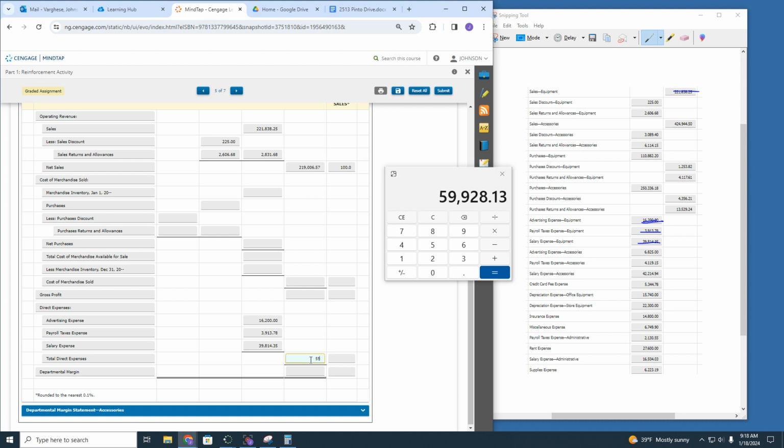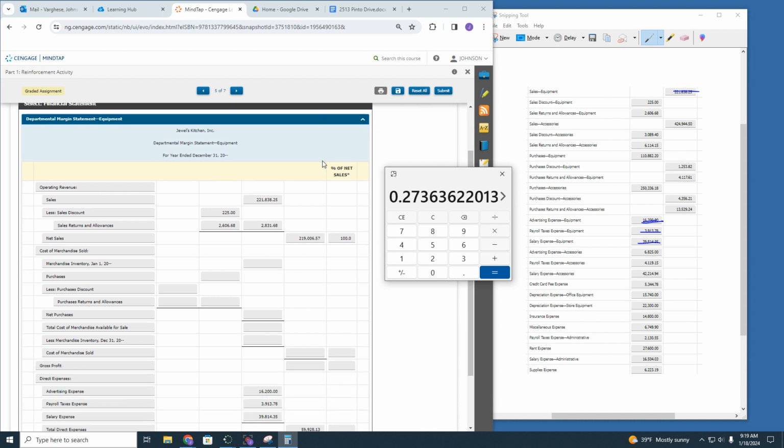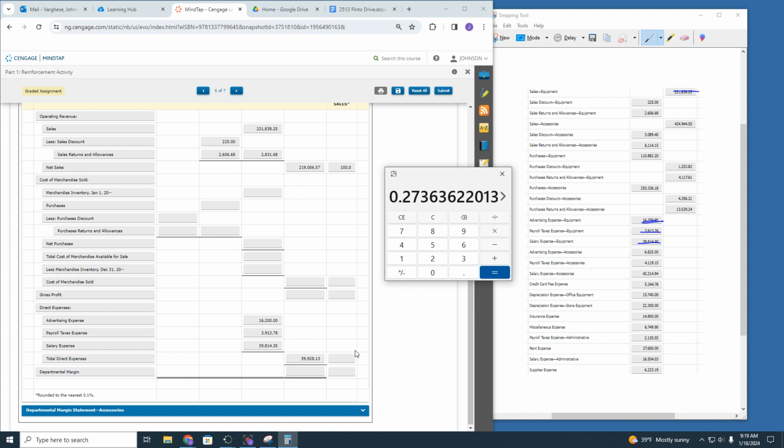At $59,928.13. So I can go ahead and divide that by net sales to get what percentage my direct expenses are to net sales. And that's going to be 27.4%. I'm going to round this up because of the 6th. I think in the instructions they tell me to round to the 10th. I have to click here to look at the instructions. I don't really want to mess up my screen, so I'm pretty sure it's 27.4 here.